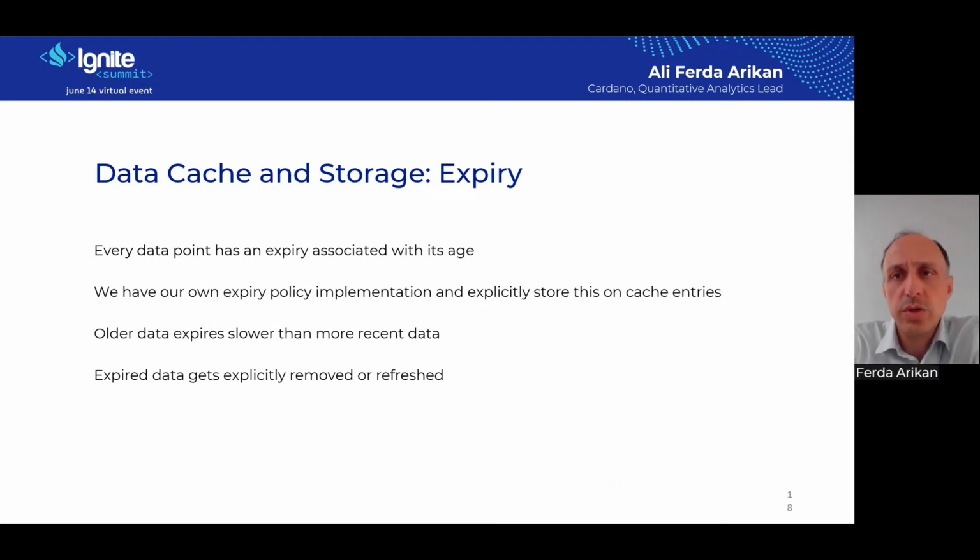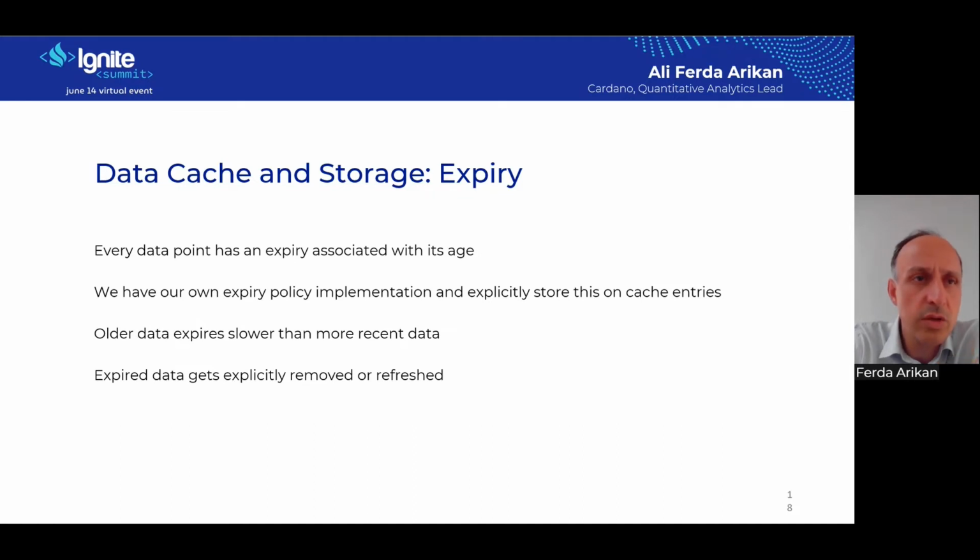As part of our storage strategy, we have an algorithm that specifies the expiry of each cache entry. So we have our own expiry policy implementation and store this on cache entries. Every data point has an expiry associated with its age. Older data expires slower than more recent data.